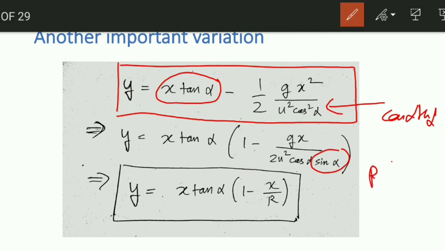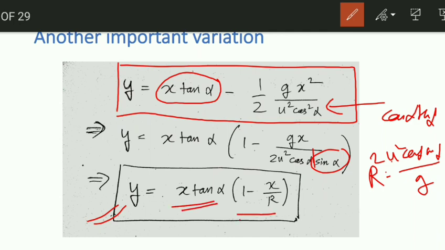Now we know range is equal to 2 u square cos alpha sin alpha by g. Exactly the same thing is written here. It is 1 by R. So y is equal to x tan alpha times 1 minus x by R. This form is important. Just let me show you one question.